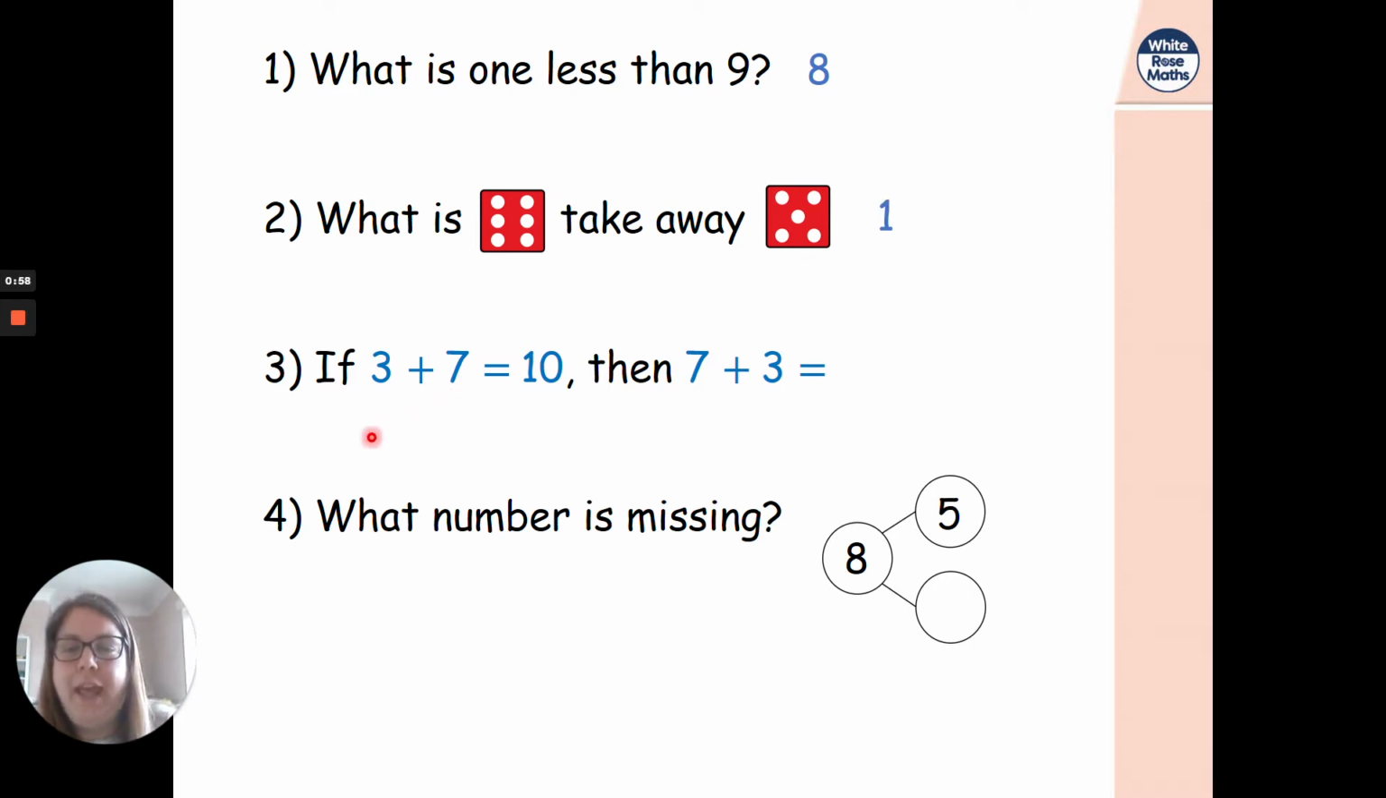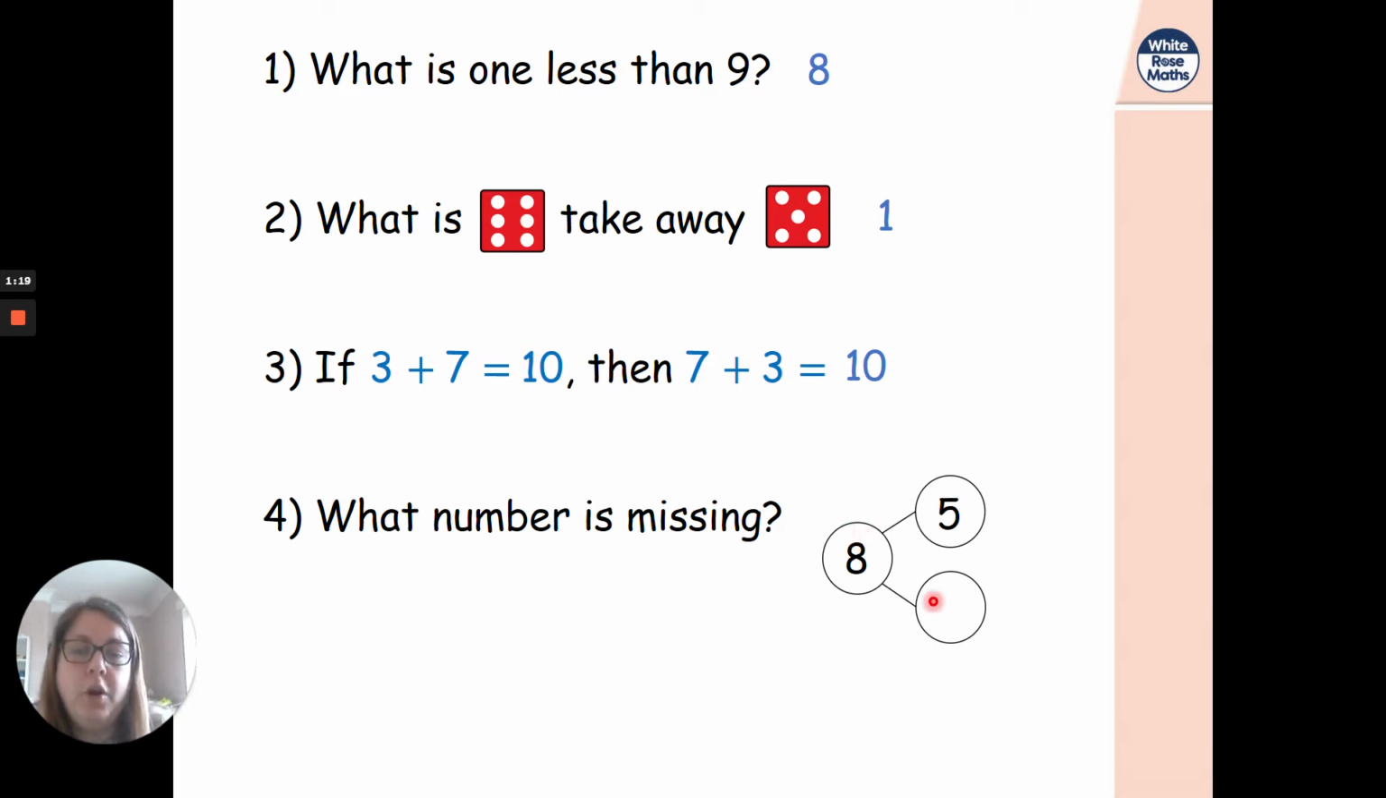Next one. If 3 add 7 equals 10, then 7 add 3 equals 10 as well, doesn't it? Because 3 and 7 is 10. So then, of course, we know 7 and 3 is 10 because we're just switching it around, aren't we? We're just using those numbers and switching it around. And that's what we're going to look at today.